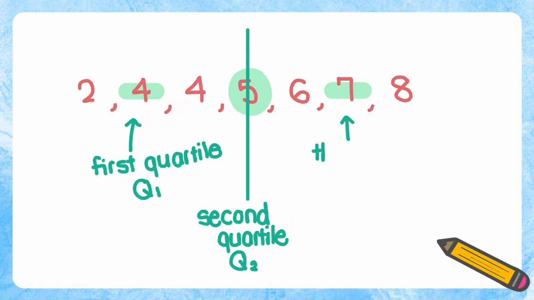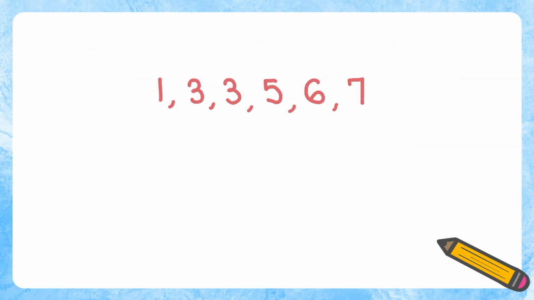And then 7, which is the middle of the upper half, is my third quartile. So again, 4 is the middle of my lower half, so it's the first quartile, and 7 is the middle of my upper half, so that's the third quartile. Let's look at this data set, again reordered from least to greatest.